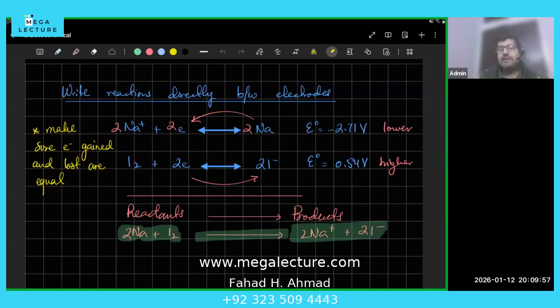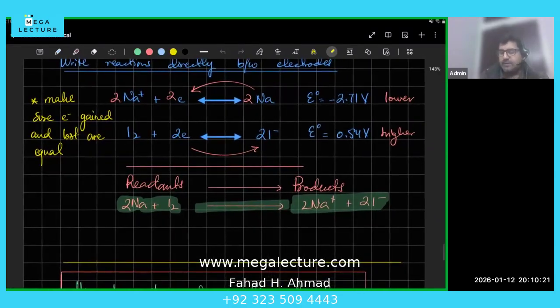And it's always relative. Values themselves don't mean anything. It's always a comparison. The higher one wants to gain electrons, the lower one wants to lose electrons. So the higher one will go in the forward direction. It will start eating up all the electrons, gaining electrons, and the lower one would lose electrons. That's how you figure out how the redox reaction is going to work.